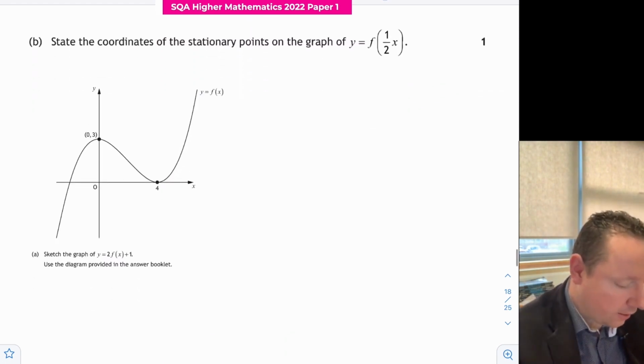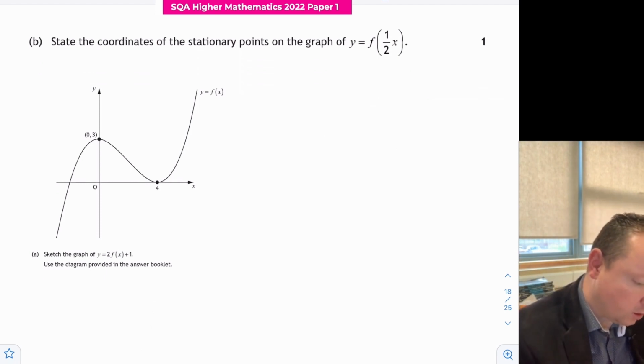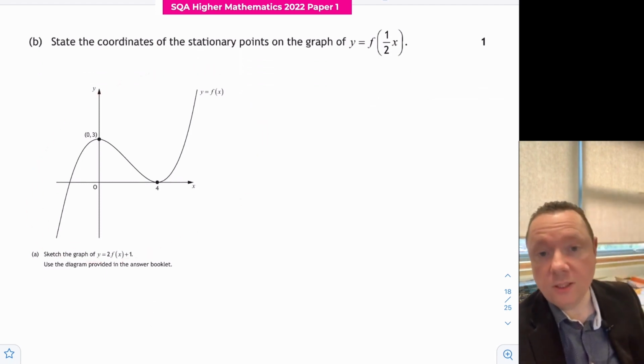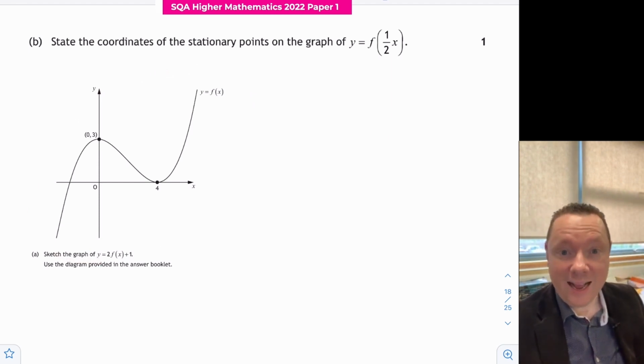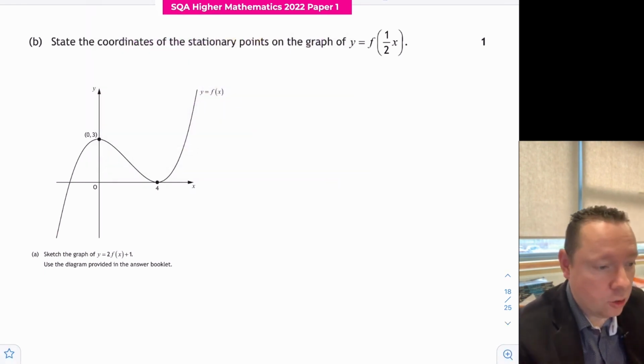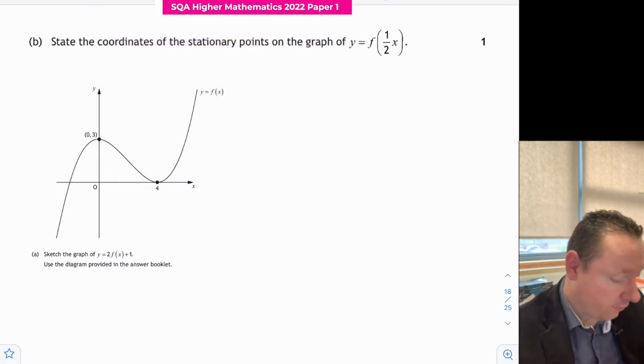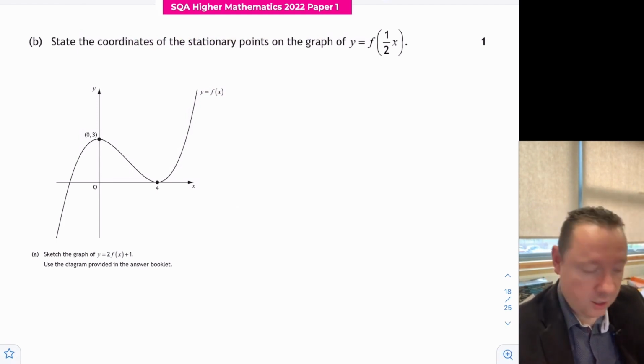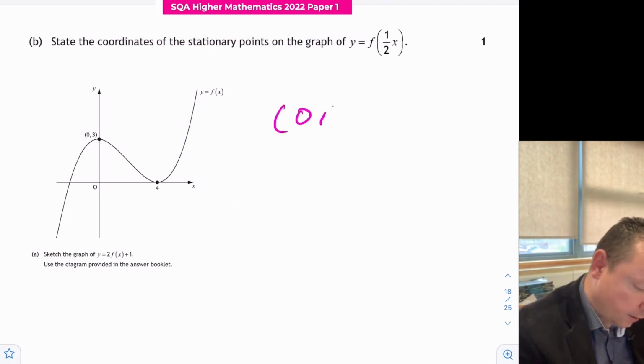Part B says, state the coordinates of the stationary points of the graph y = f(1/2 x). So let's start off with the original graph again. So we're saying that x is being halved, so what does that mean? It means that we can work out that (0, 3) would turn into (0, 3) still, because half of 0 or doubling 0 still gives you 0. So (0, 3) is still (0, 3). That makes no difference. Now the only thing that's changing is the x.